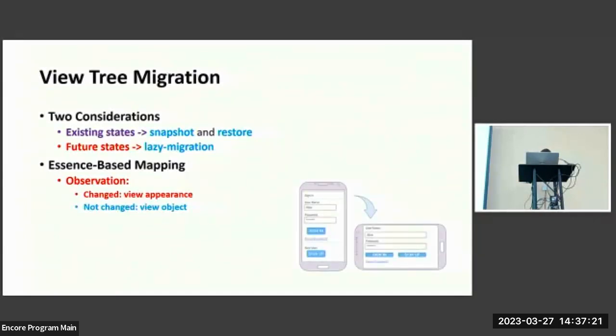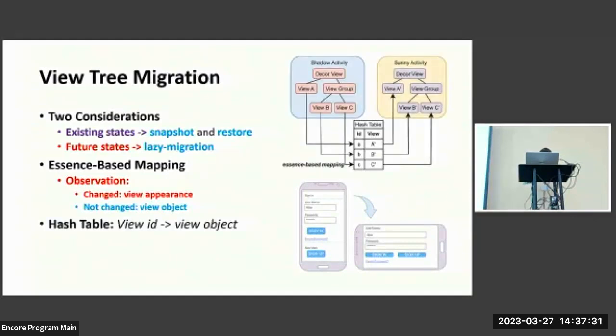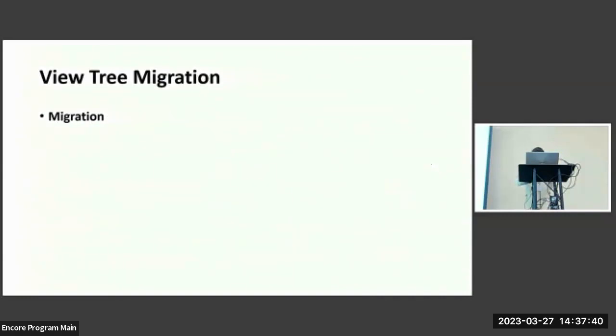For example, when we rotate the screen from portrait to landscape, the buttons look different and are displayed in different positions, but they are still the same button. So based on this observation, we build a hash table from the view ID to the view object. And then the second step is to migrate.